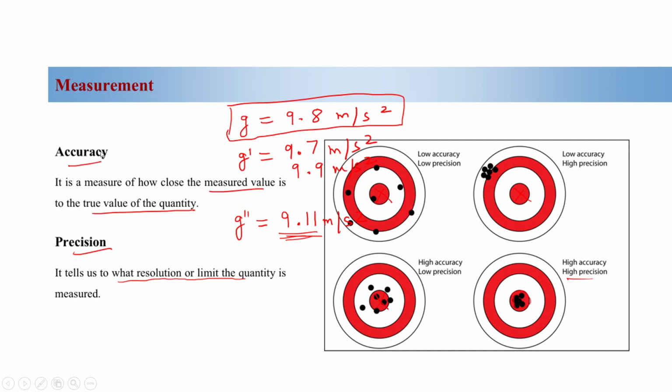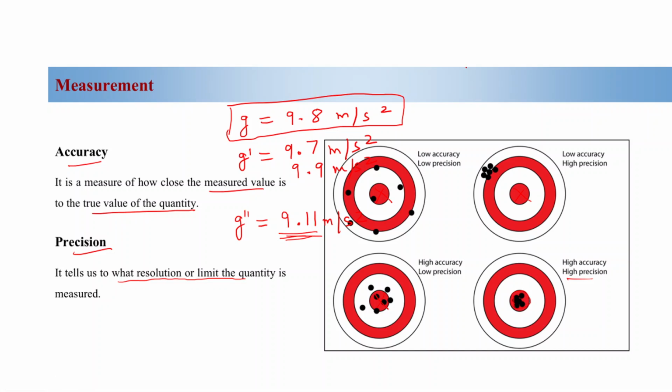Just to recall, accuracy we define as a measure of how close the measured value is to the true value. For example, the gravity value we all know is 9.8 meters per second square, and I'm performing some experiment in lab and I'm getting the value as 9.7 meter per second square or 9.9 meter per second square, then we'll say this value is close to the true value.